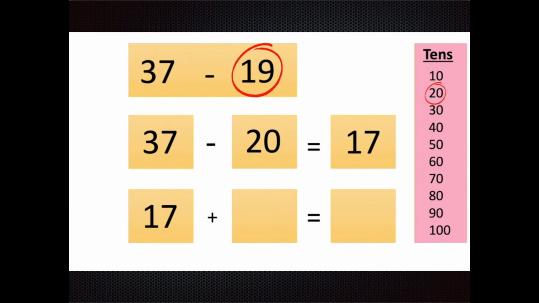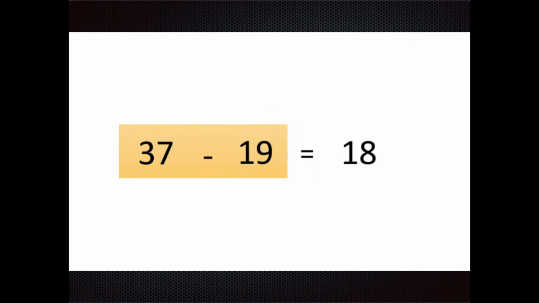Then another important step is to ask ourselves, how did we get from 19 to 20? So how much did we add to 19 to get to 20? Correct, we only added 1 to 19 to get to 20. So that number 1, we can just write it down over here. So now our last step is to ask ourselves, what is 17 plus 1? Which gives us 18. So our answer to 37 take away 19 equals 18.